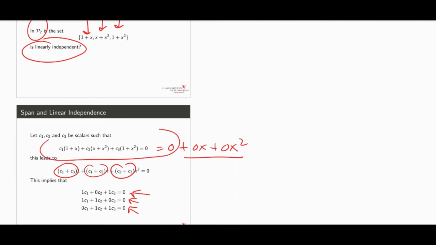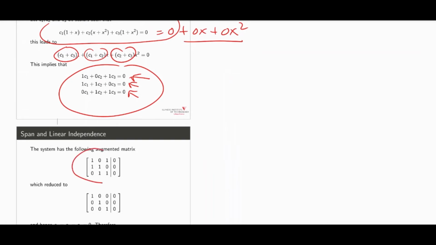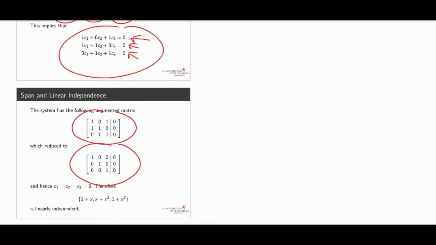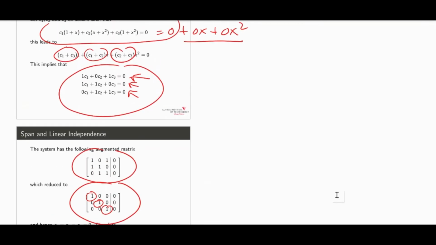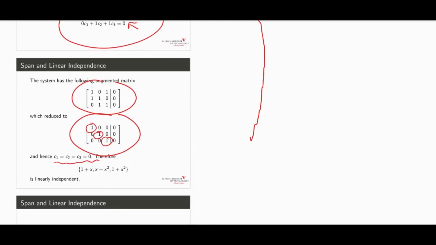Even though we started with polynomials, the system we are solving here is a system of equations involving real numbers. There are no more polynomials. This has an augmented matrix that looks like this. REF gets you all the way to here, and you will see that C1, C2, C3 all have to be 0. Pivot, pivot, pivot. So if you set this up, the only answer for C1, C2, C3 is that they all have to be 0.